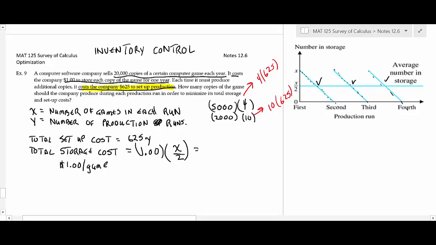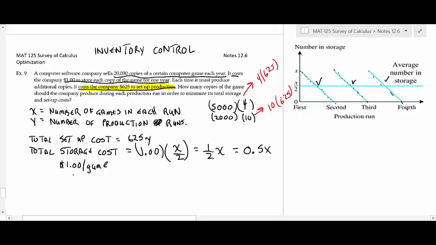So that actually is going to end up being 1/2. 1 over 2 is 1/2, so that's just going to be 1/2 x. And let's just write that as 0.5x. So that's the total storage cost. Now the average is just the halfway point. It would be like this: if you produced 5,000 computer games, the halfway point we're going to base that on would be 2,500 games.